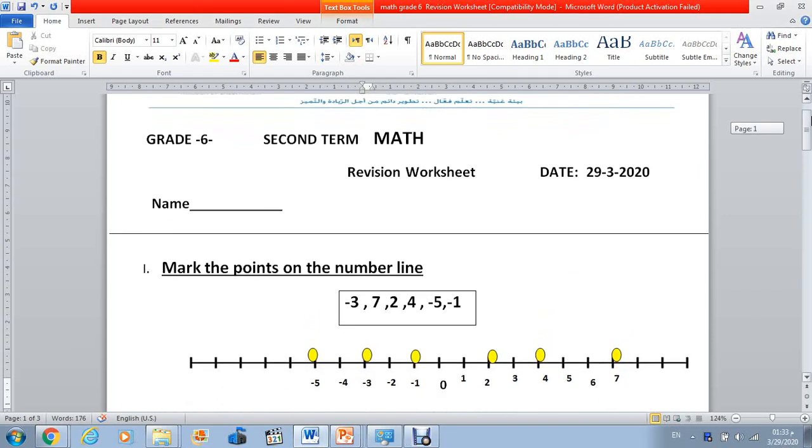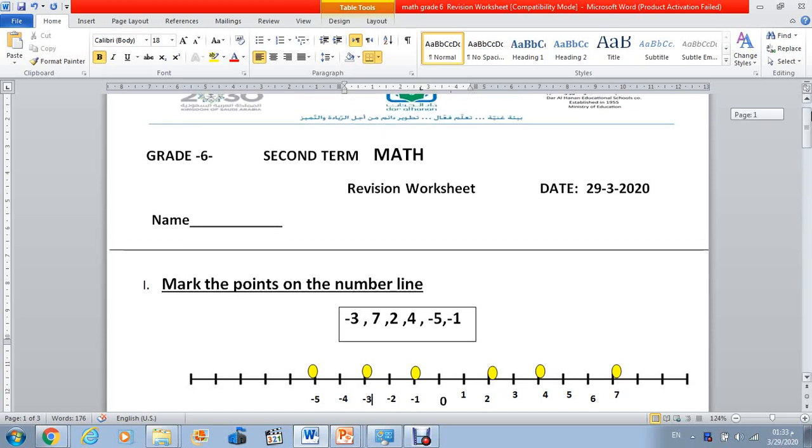Good morning, grade 6. Today, inshallah, we will be doing a revision for math. This is a revision worksheet. I will be giving it to you, inshallah. You have to download it and then print it in order to answer it with me, inshallah.